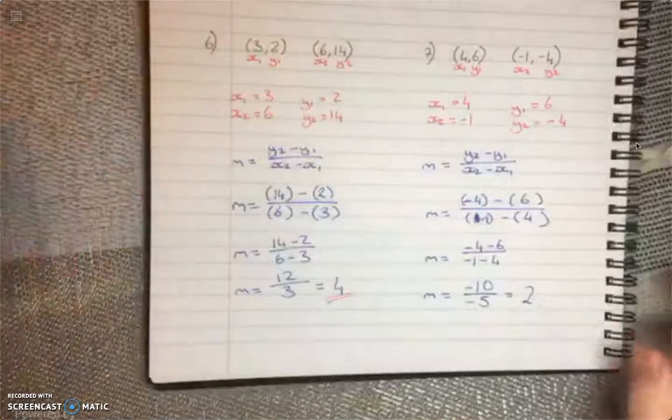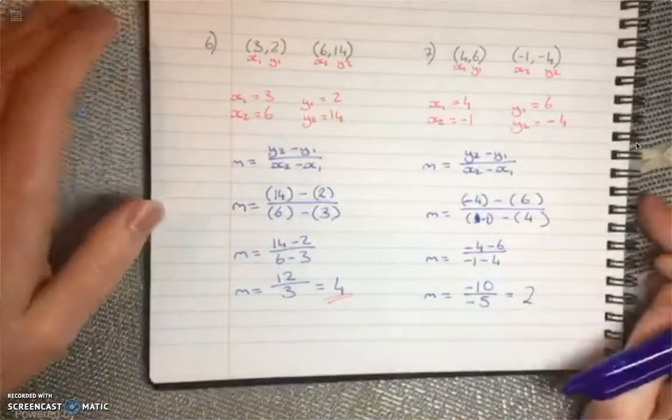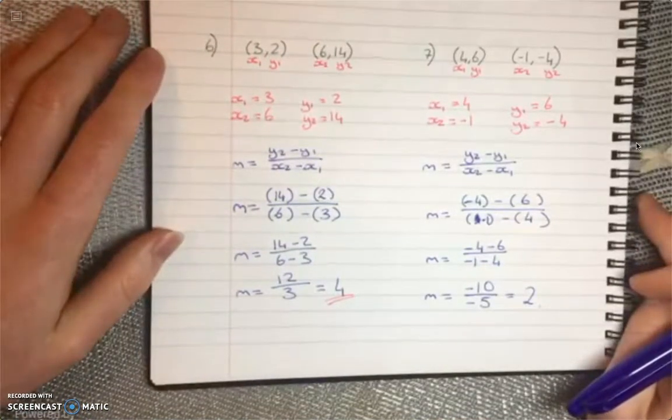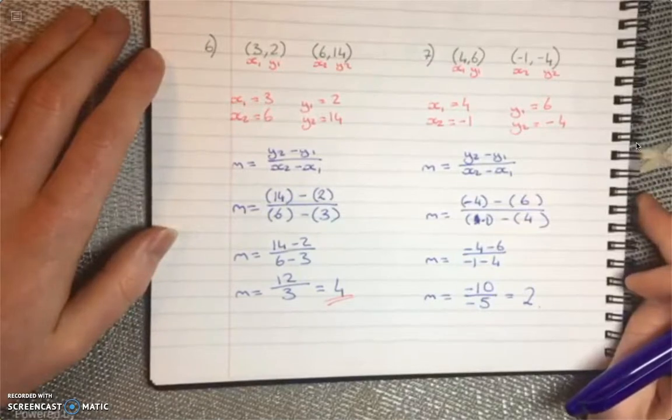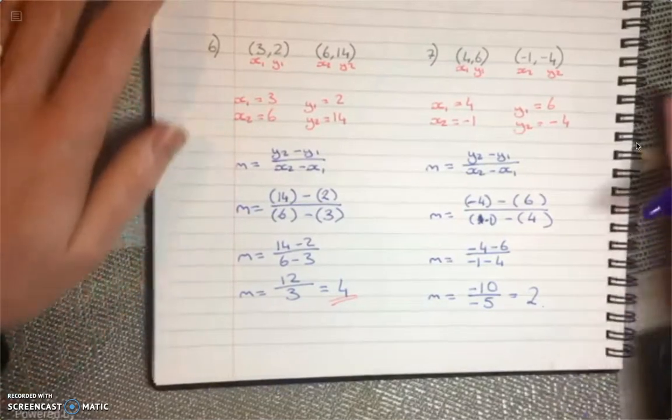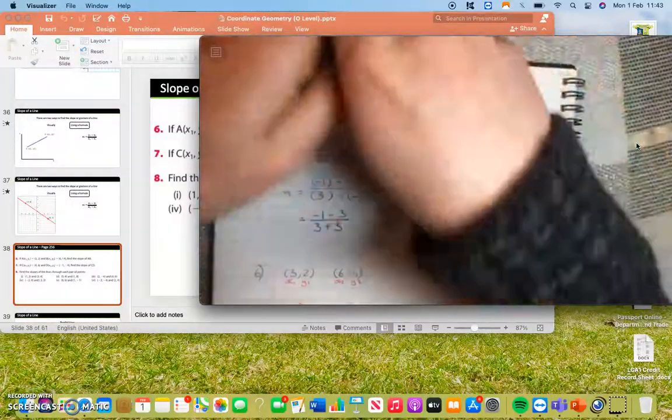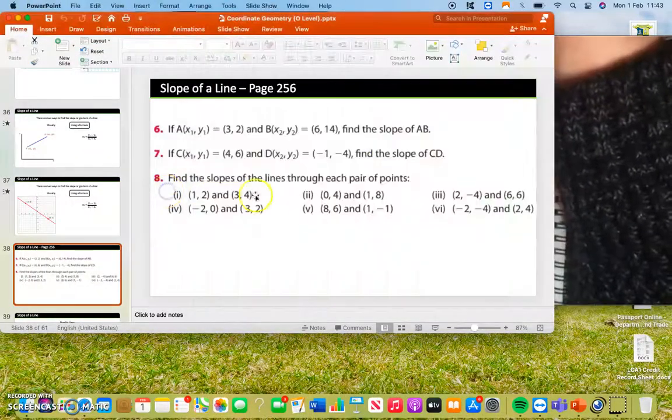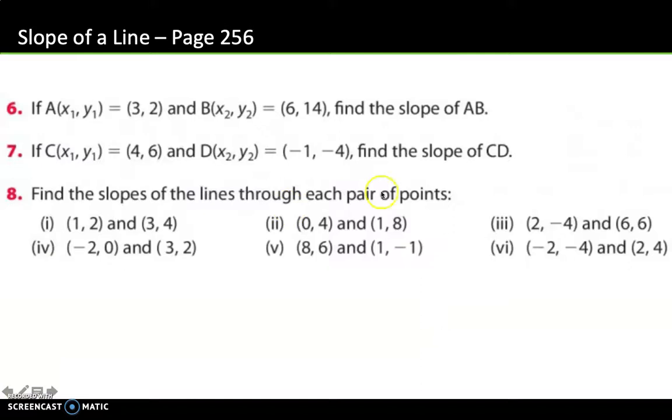So the homework then, make sure that you've got all these examples taken down. So pause the video, make sure that every example is taken down. And then the homework is just going to be question 8. Okay? You're going to use the formula 6 times to find the slope on all these 6 questions. And that's going to be it.